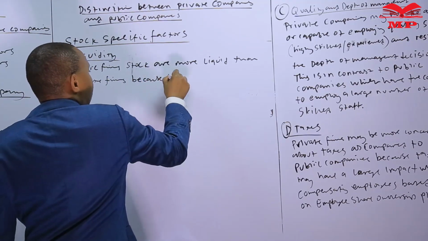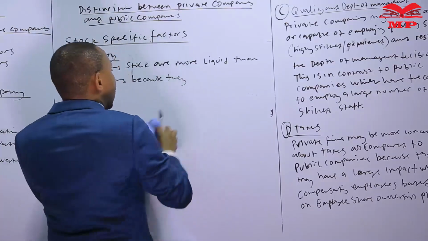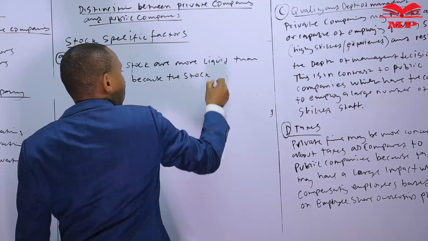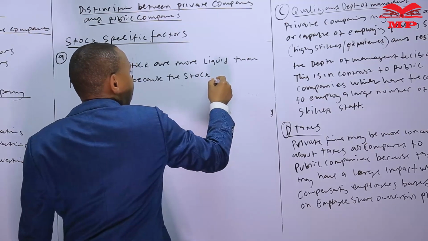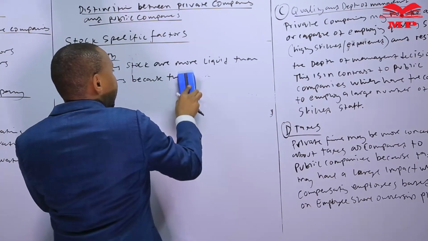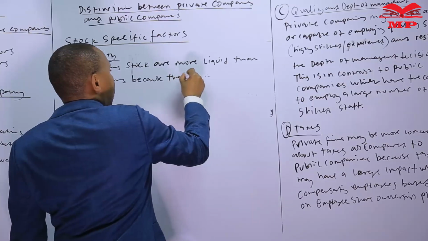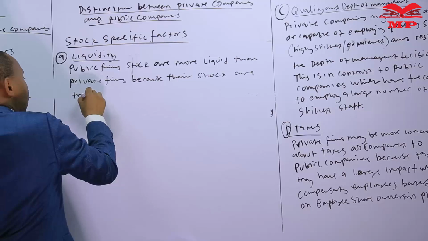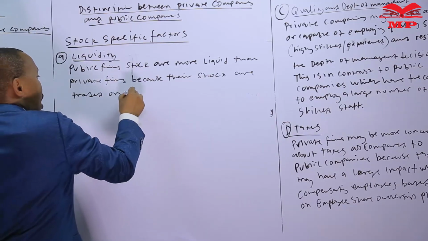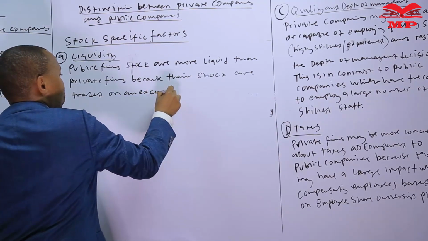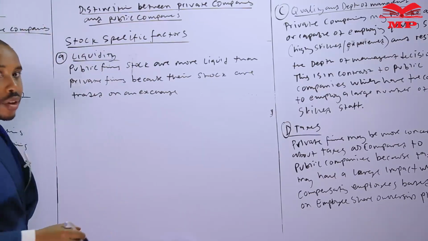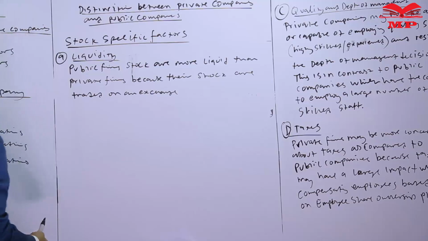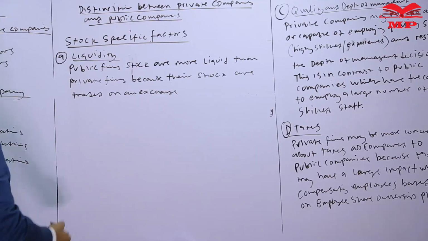because their stock is traded on an exchange. Private companies are not traded on an exchange, and hence you find that the shares or the stock may not be as liquid as that for public firms.